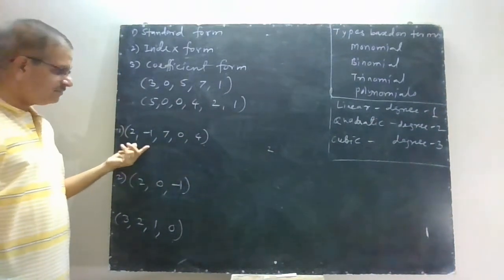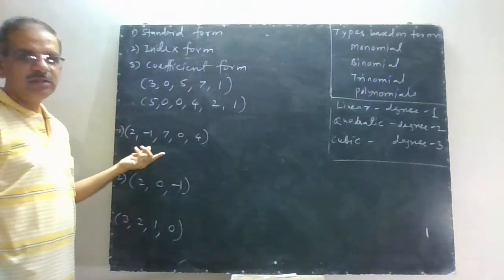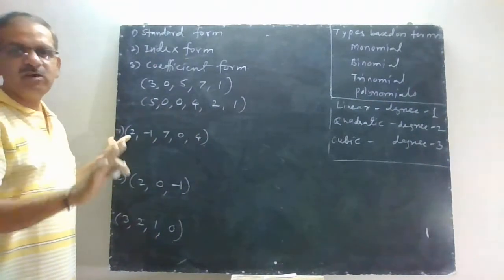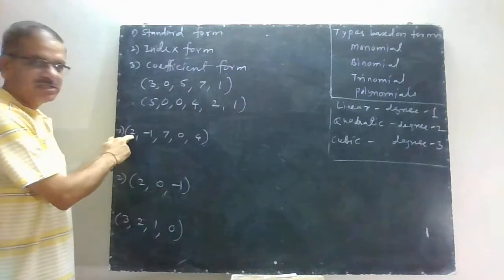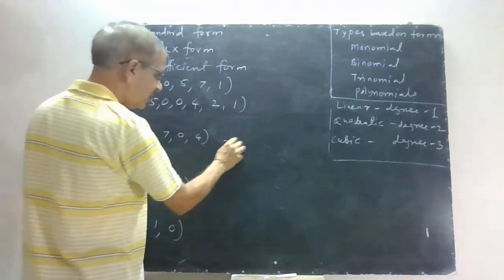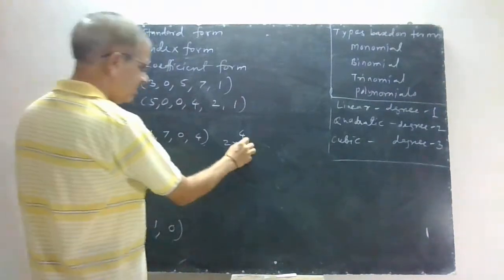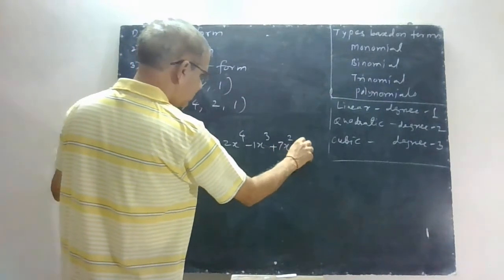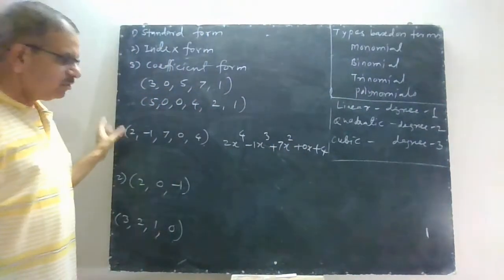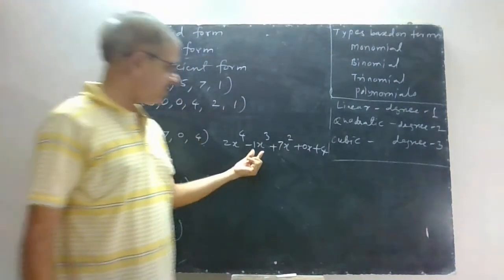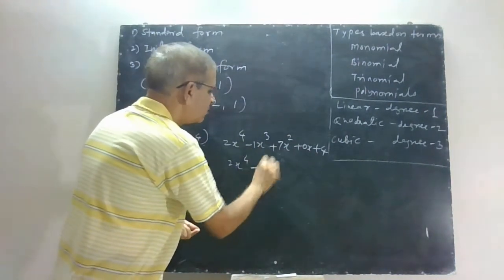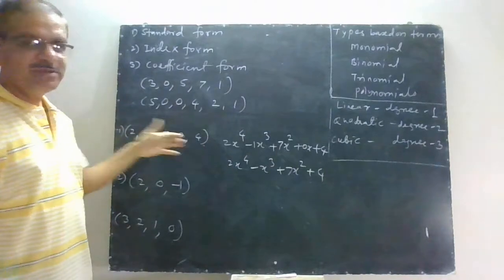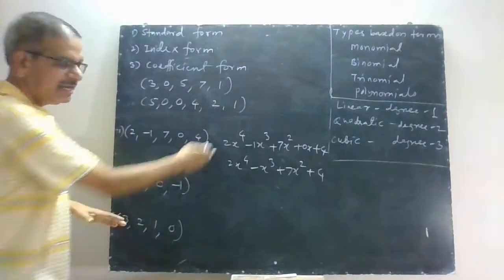Now see, if the variable is not given, you can take any variable. Here there are 5 terms, so it will be a polynomial of degree 4. So the first coefficient goes with x raised to 4, so it is 2x raised to 4 if you take variable x, then minus 1x raised to 3 plus 7x square plus 0x plus 4. Now if you skip the 0x term, it becomes 2x raised to 4 minus x cube plus 7x square plus 4. You get its standard form. So if you have a coefficient form, you can easily convert it into an index form or standard form.